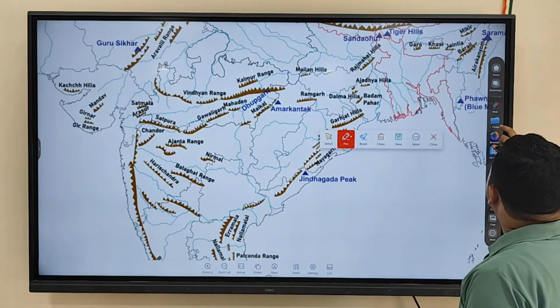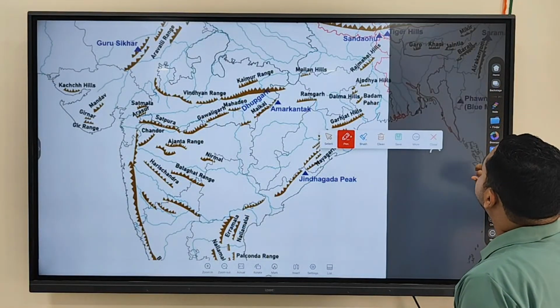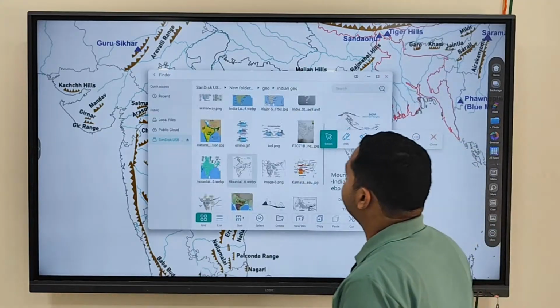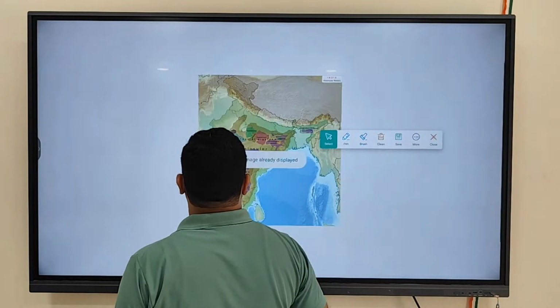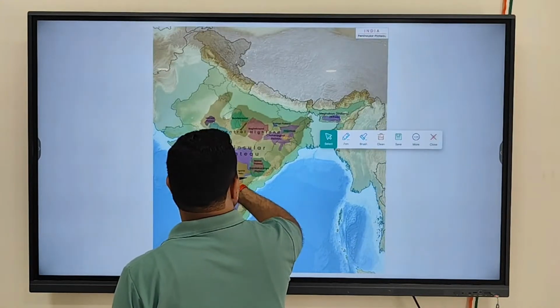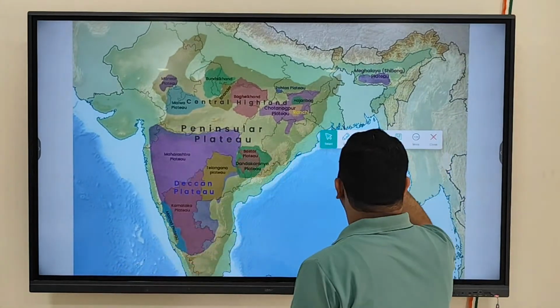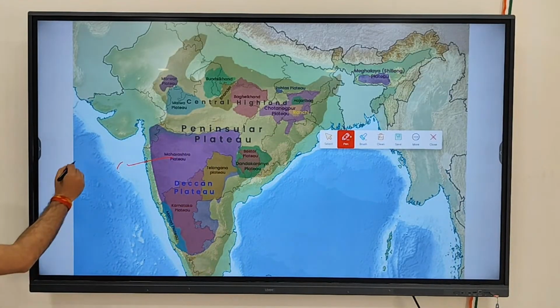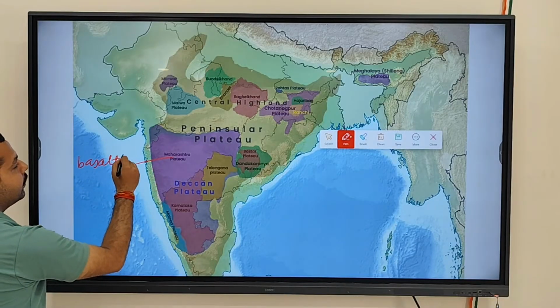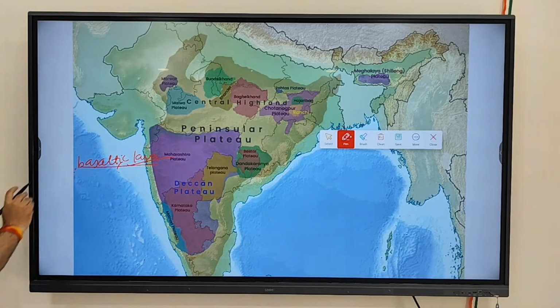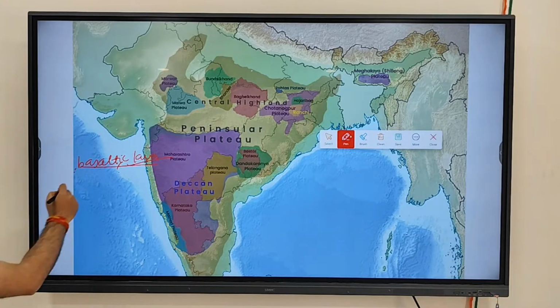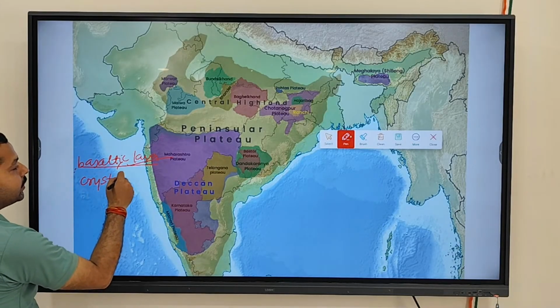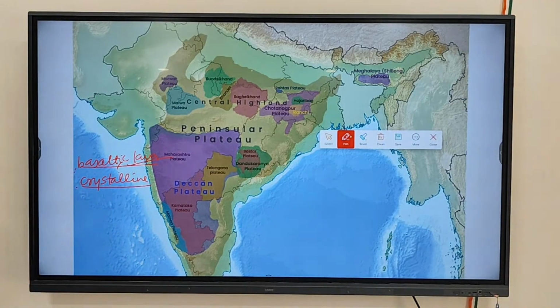So next, after the Satpura range, what you are finding is the Maharashtra plateau. Maharashtra plateau is rich in basaltic lava. You know that the Deccan plateau is formed due to volcanic eruption, so it contains basaltic lava. It contains crystalline rocks, because you know that igneous rocks are crystalline in nature.